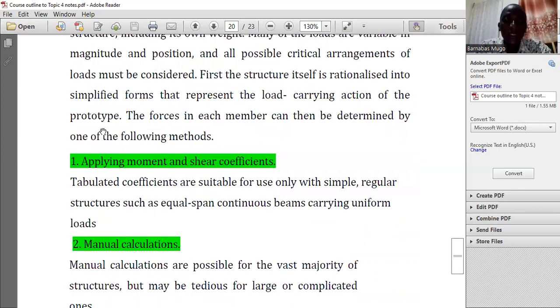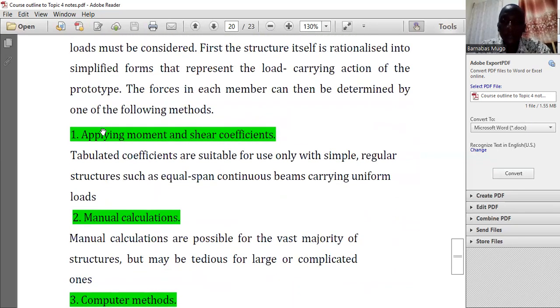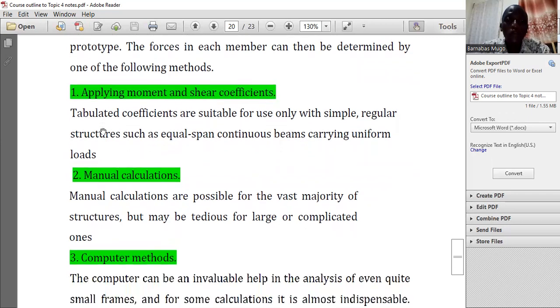So we are going to see how we are supposed to apply the moment and shearing coefficients in the calculation. When we are doing this, there is a table of coefficients that is suitable for us to use to calculate the loading of the structure. Tabulated coefficients are suitable for use only with simple and regular structures, such as an equal span continuous beam carrying a uniform load. Then we are going to have some manual calculations.